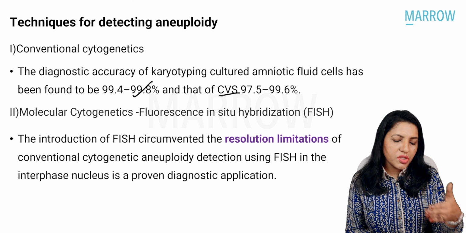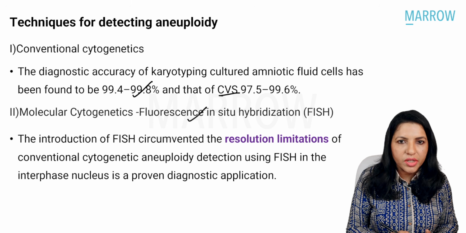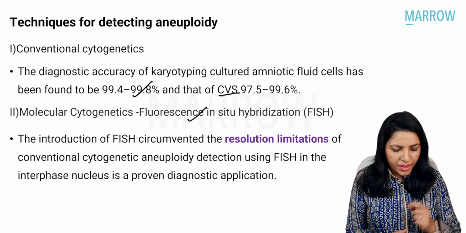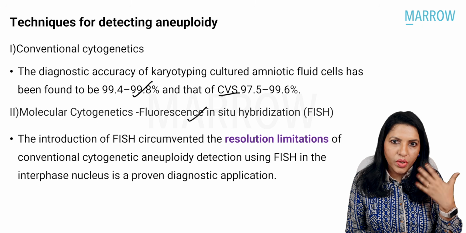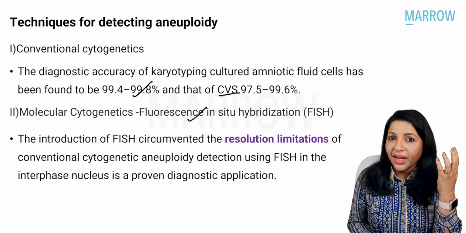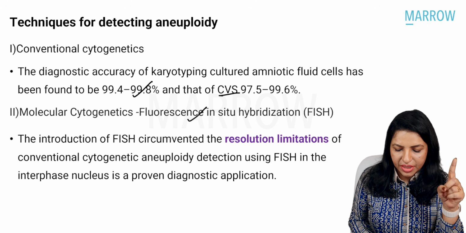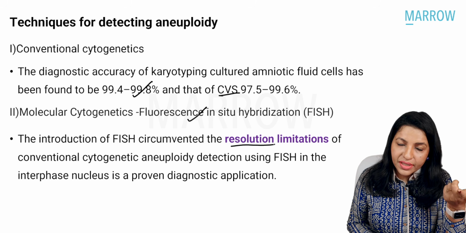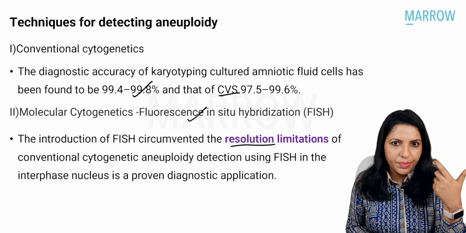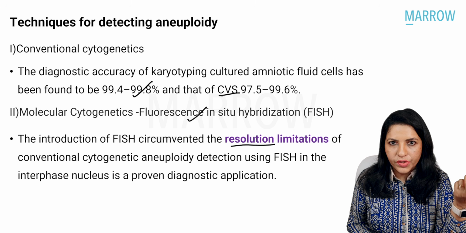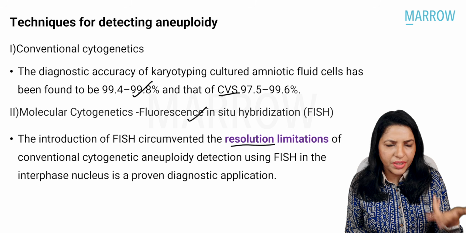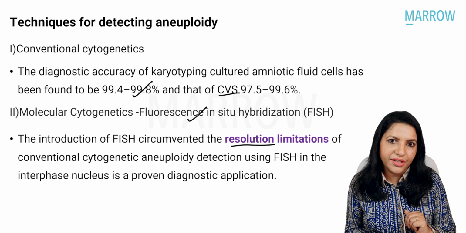Molecular cytogenetics means that one among them is fluorescent in situ hybridization. Okay. Now the introduction of FISH, what is the advantage? Conventional karyotyping has a limitation, that its resolution is less. That limitation is circumvented by this technique called FISH. So it has evolved to be a better technique than karyotyping. Again, it is a technique to detect aneuploidy.